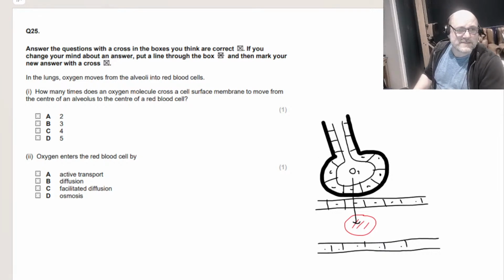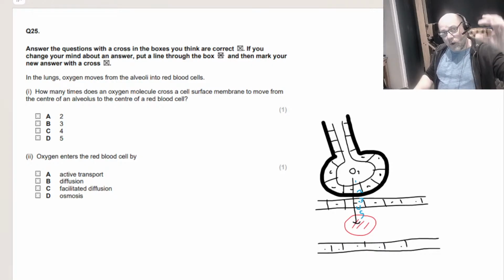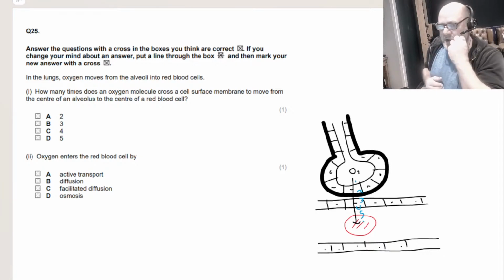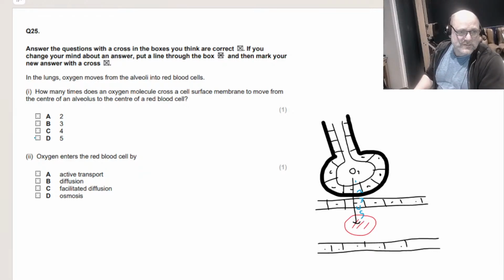I think it's either 4 or 5. Let's check it. It's going to go 1, 2, 3, 4, and then 5 into the red blood cell. So it's actually 5. It's got to go through this cell membrane, across the cytoplasm, across that cell membrane, over a third cell membrane into the wall of the capillary, which is made of cells, across the cytoplasm, out of that cell membrane, and then across the cell membrane and into the hemoglobin in the red blood cell. So it's actually 5. That was a hard question. 5 cell membranes.